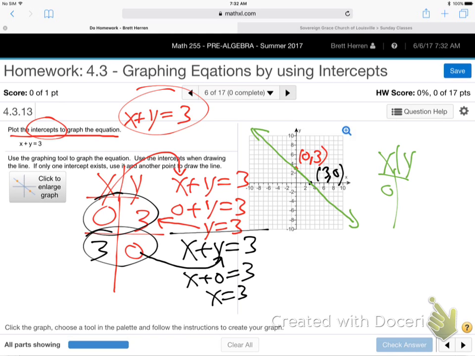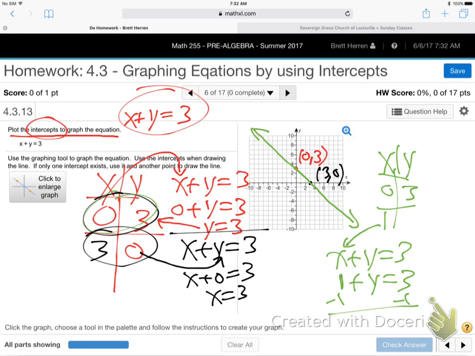If I would have put in 0 and 1, well, we already did 0. We know that comes out 3. If I take the equation x plus y equals 3 and put in 1 for x, can I solve that? I just want to show you it'd be the same line in the end. Can I solve that for y? What do I do to solve for y? Minus 1. It's going to be 2.